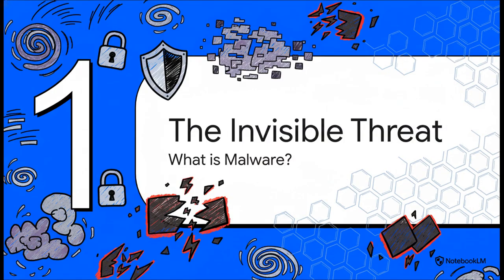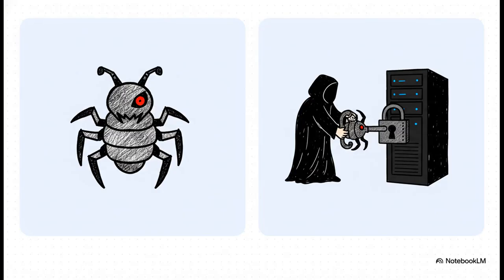Okay, so if we're going to protect ourselves, we first have to understand what we're actually up against. It's time to define the enemy. So let's pull back the curtain on this invisible threat. Now here's something people get mixed up all the time. Malware and intrusion. They are not the same thing.